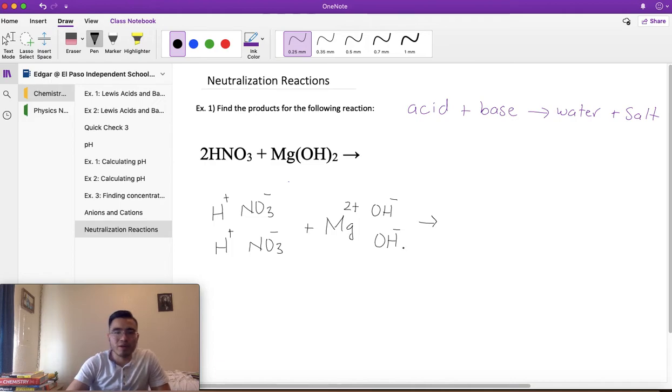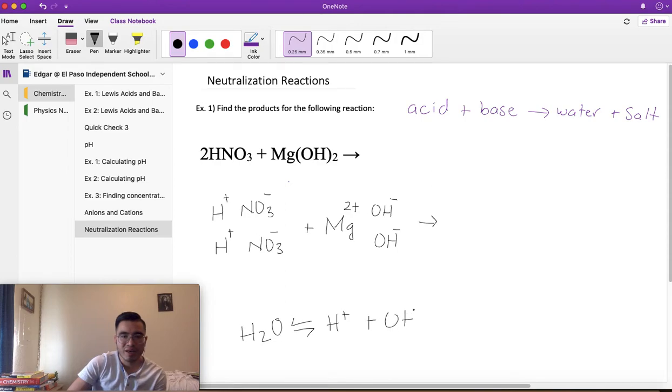Now let's start with the water. It's just easier for me to start with the water. If you want to start with the salt, by all means, but I start with the water. We have H2O, and then from formation and dissociation in water, we have hydrogen ion plus hydroxide ion. So every time I have a hydrogen ion, I'm going to pair it with a hydroxide ion. I have hydrogen ion and then hydroxide ion, so that's one water molecule.